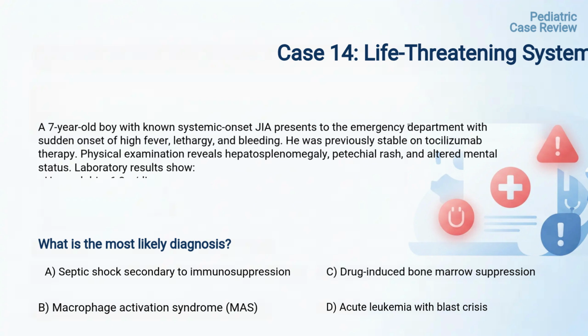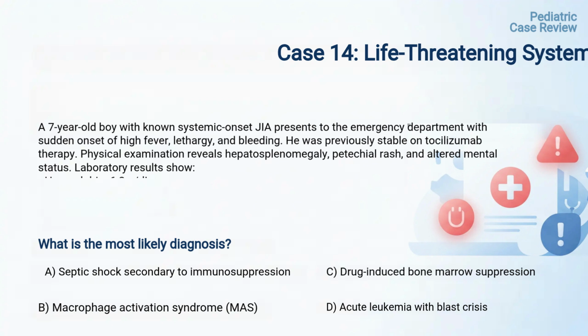Laboratory results show hemoglobin 6.2 grams per deciliter, platelets 45,000 per microliter, neutrophils 800 per microliter, ferritin 8,500 nanograms per milliliter, fibrinogen 120 mg per deciliter, and aspartate aminotransferase 250 units per liter. What is the most likely diagnosis?